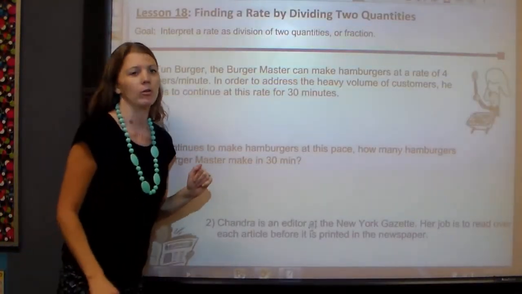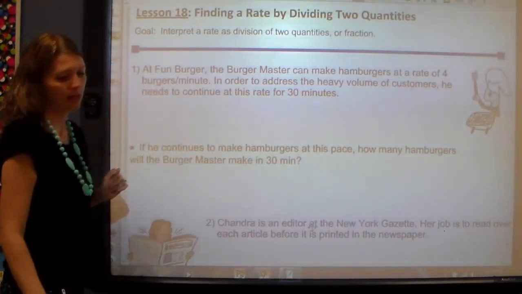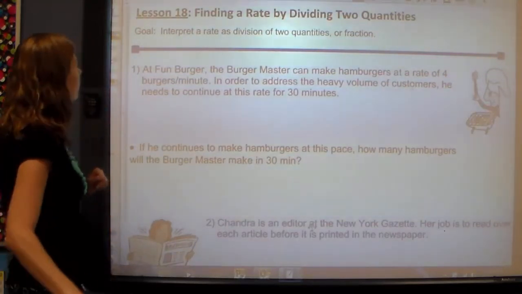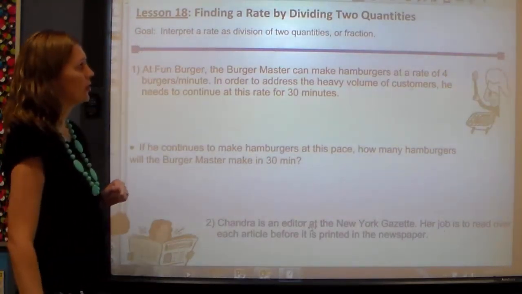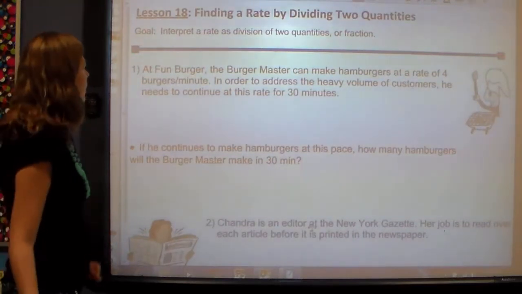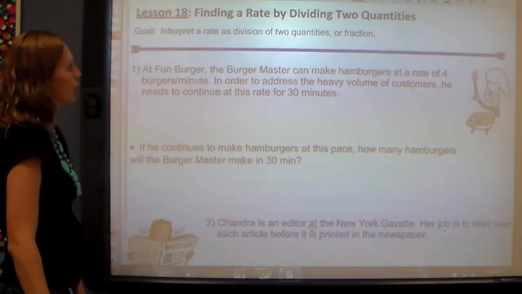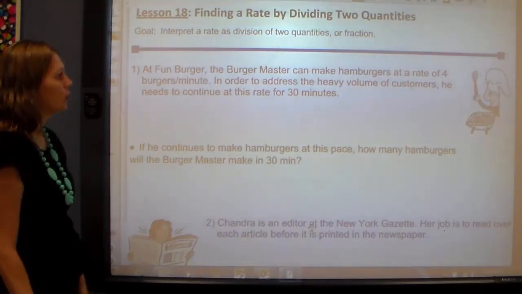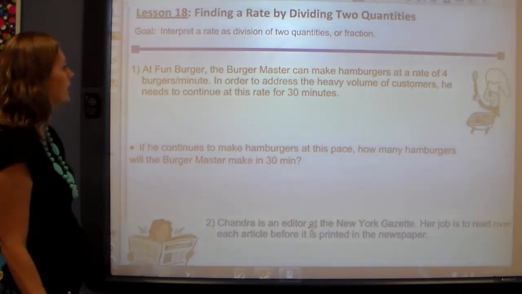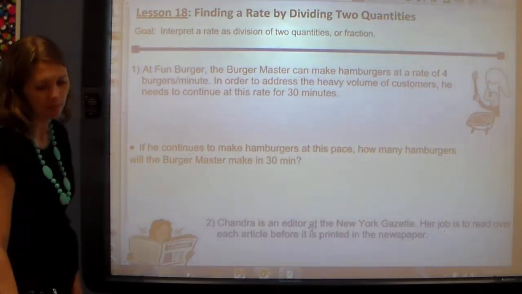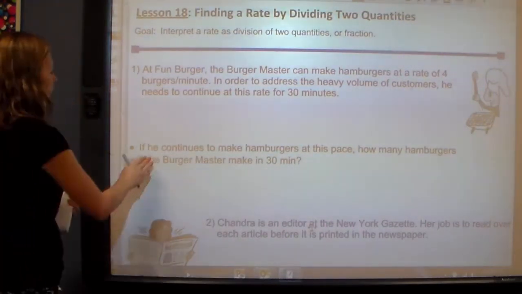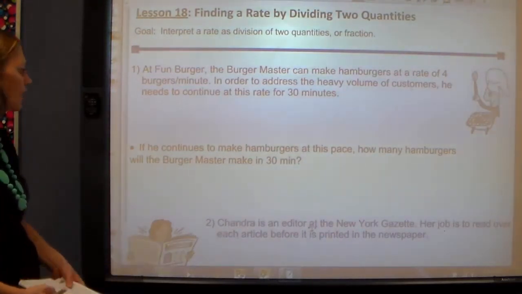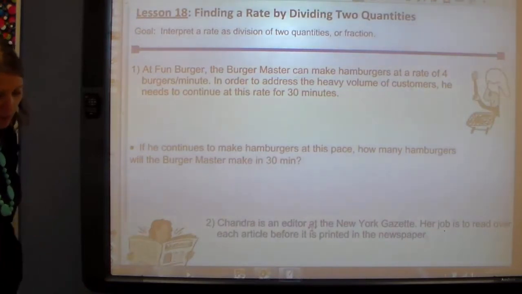We're going to also talk about Lesson 18, finding a rate by dividing two quantities. There's just a few examples here that we're going to do. Our goal is to interpret a rate as division of two quantities or a fraction. Our first example says, at Fun Burger, the burger master can make hamburgers at a rate of 4 burgers per minute. In order to address the heavy volume of customers, he needs to continue at this rate for 30 minutes. So our question here is, if he continues to make hamburgers at this pace, how many hamburgers will the burger master make in 30 minutes?